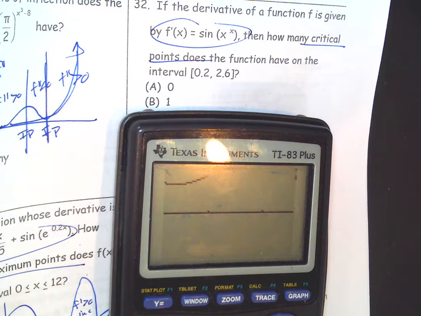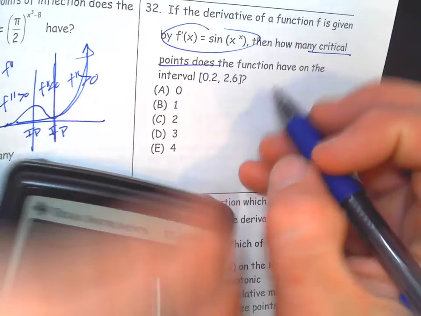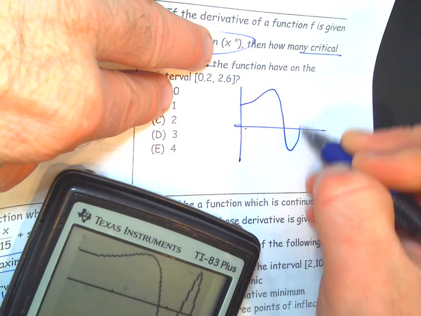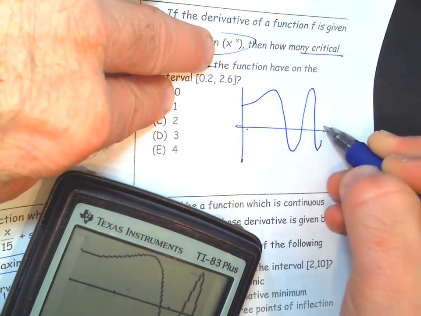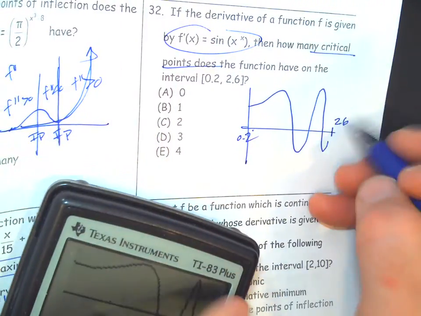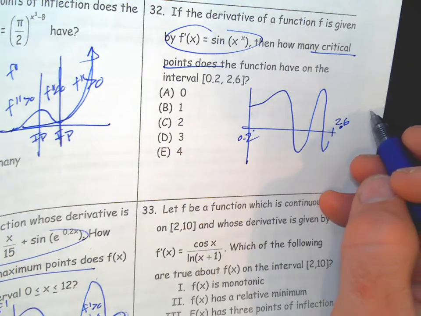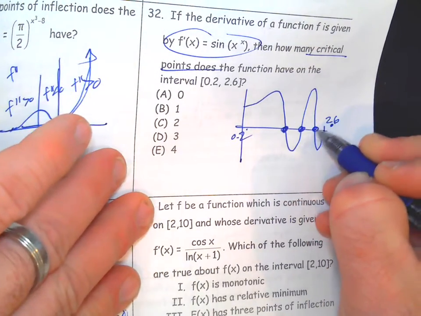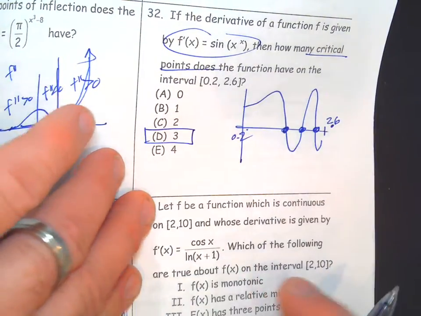So this is the graph of the derivative. All right, so I'm going to sketch that real quick. So it goes like this from 0.2 to 2.6. So it says, how many critical points does it have? Well, that'd be when f prime equals 0. 1, 2, 3. 3. Easy, quick.